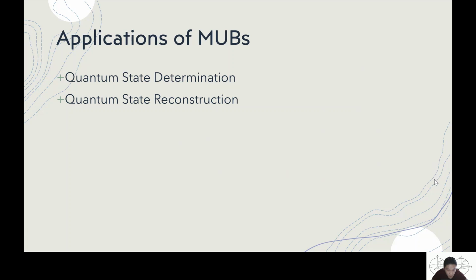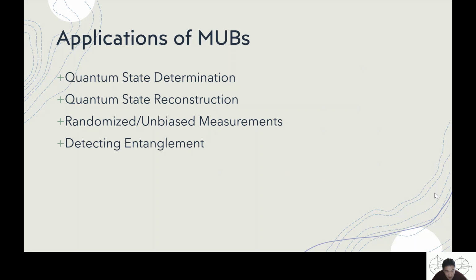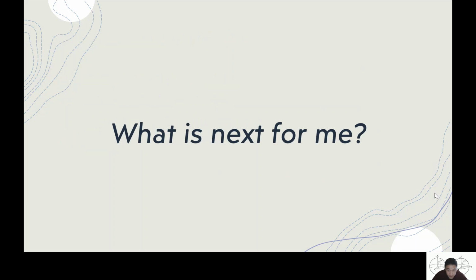When we also want to make randomized or unbiased measurements, we can take an arbitrary vector v from an orthogonal basis and find an orthogonal basis that's mutually unbiased to it, such that by the definition of mutually unbiased bases, that arbitrary vector v will be equally probable in any of the states. It'll be equally probable, when we measure it, to be in any of the states of the mutually unbiased basis, the other operator that's mutually unbiased to it, right? And the last use I'll mention is for detecting entanglement in systems.